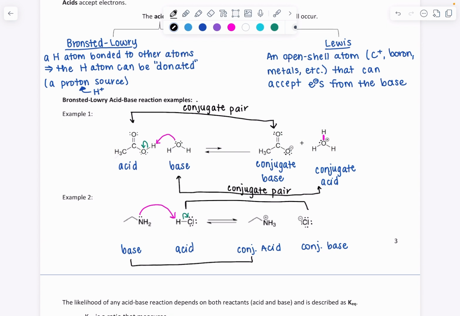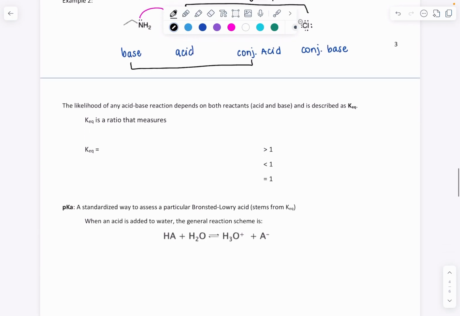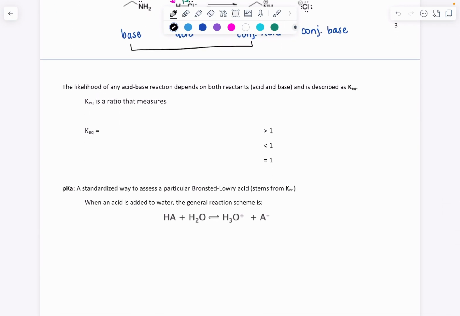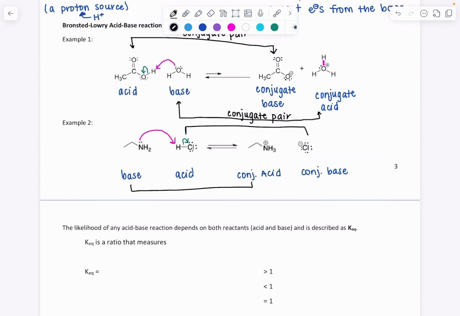Okay, so now that we know what a Bronsted-Lowry acid-base reaction is, we have a proton transfer, proton being a hydrogen nucleus. We also had talked about how these reactions are reversible. We have seen the equilibrium arrow, which indicates the forward and reverse reactions can occur. And so depending on what the acid and base are and the strength of those acids and bases, the product side might be favored or the reactant side might be favored.